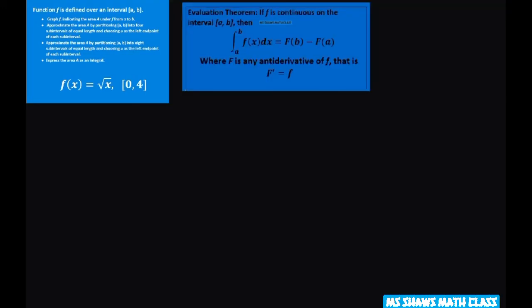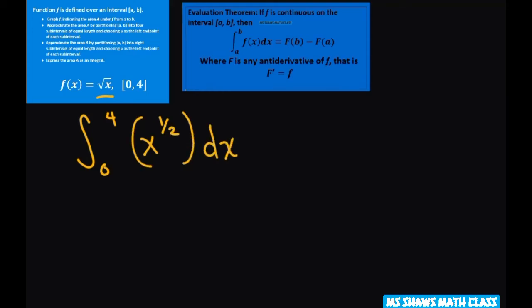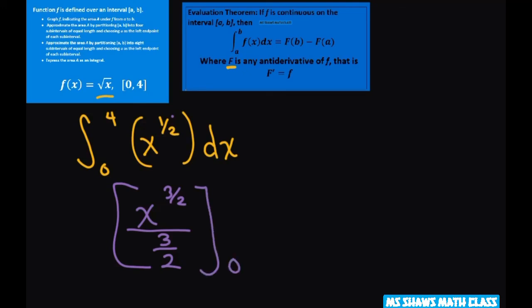Now we're going to write this as an integral. You write your integral sign, going from 0 to 4. The integrand I'm going to write as x to the 1/2, then dx. And we're going to take the antiderivative. If you don't know how to do that yet, you probably need to skip that. You can write it as x to the 1/2 or square root of x. For the antiderivative, you add 1 to the exponent, so that's x to the 3/2 divided by 3/2, evaluated from 0 to 4.